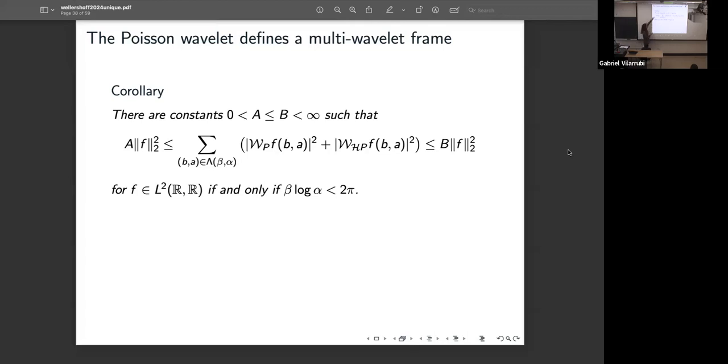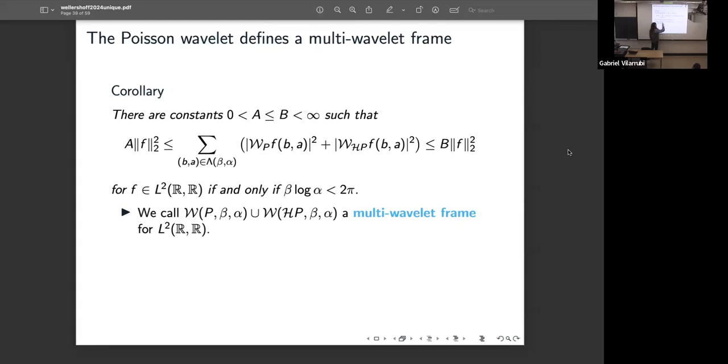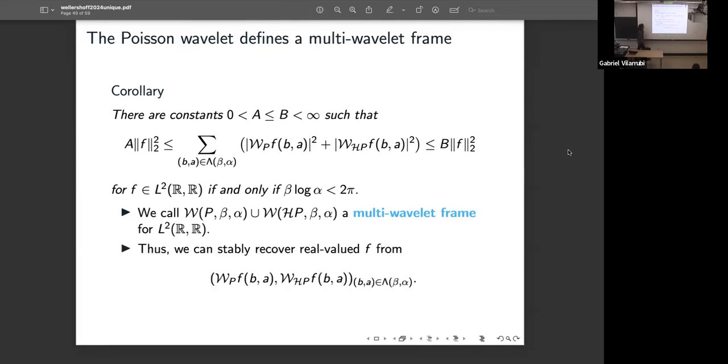So what it tells you is you get this frame condition, provided that beta log alpha satisfies the right condition here. And so what we're going to say is that if you take the Poisson and the Hilbert of Poisson, you get a multi-wavelet frame instead of just a wavelet frame. Because now instead of using one wavelet, you will use two wavelets. Right, okay. So in particular, you could, if you wanted to, stably recover a real valued function from the Poisson wavelet coefficients together with these Hilbert of the Poisson wavelet coefficients.